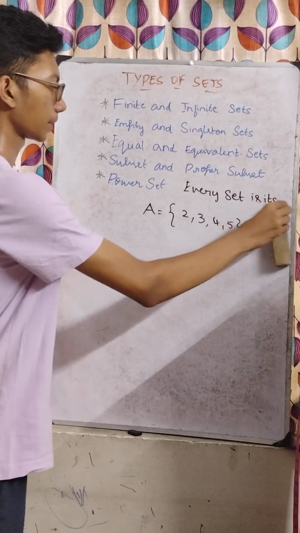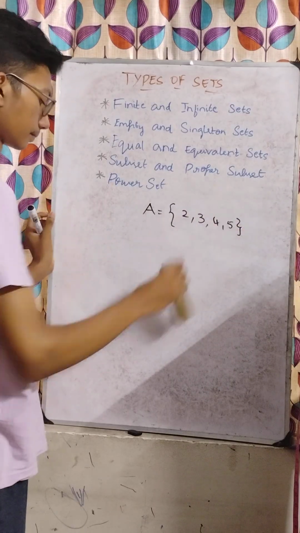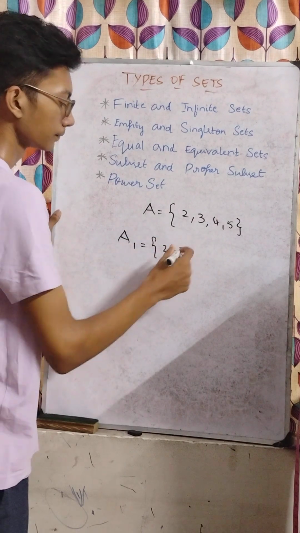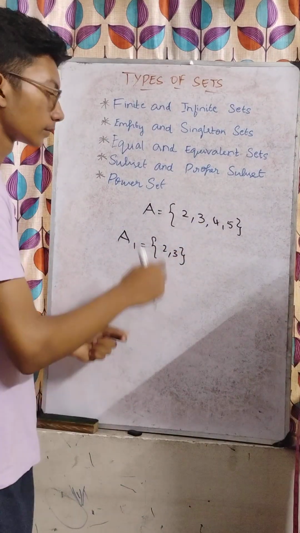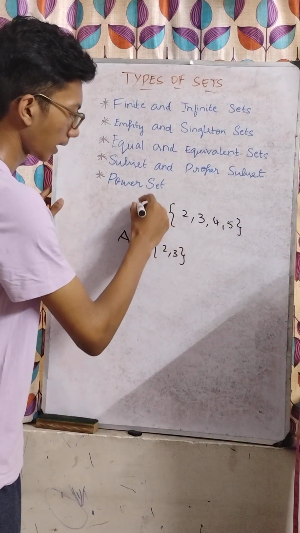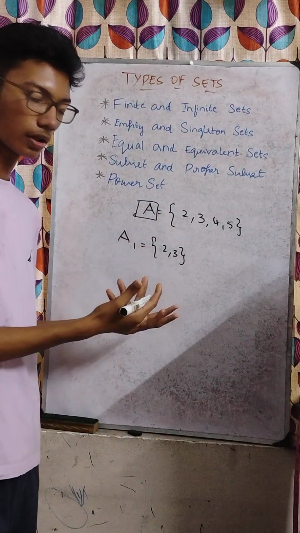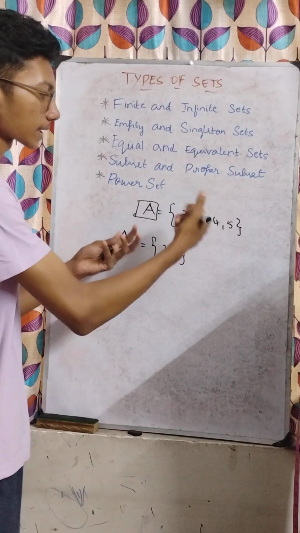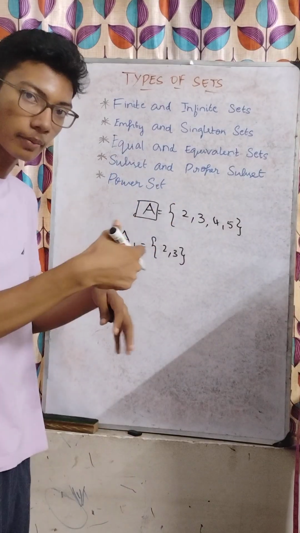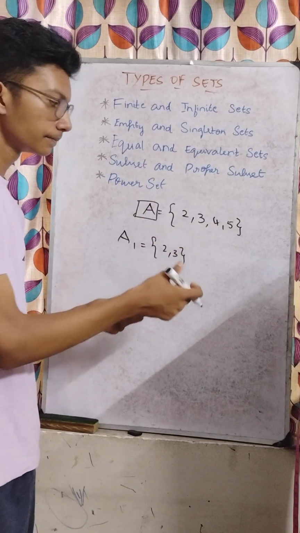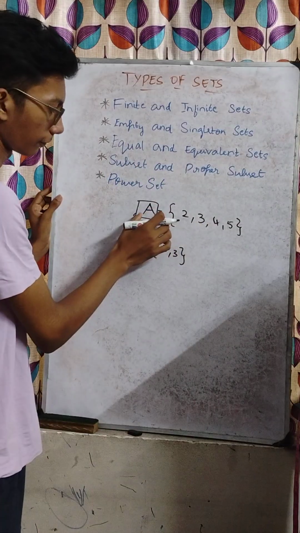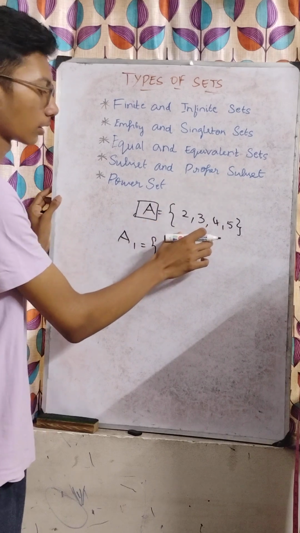So now what about a proper subset? As we saw earlier, A1 = {2, 3} is a proper subset of A. Now what is the difference between a subset and a proper subset? A is a subset of A as we saw earlier, but A is not a proper subset of A, because A is just A itself. So A is a subset of A, but A is not a proper subset of A.